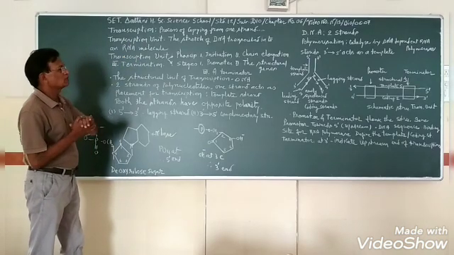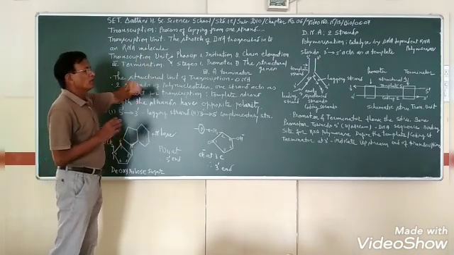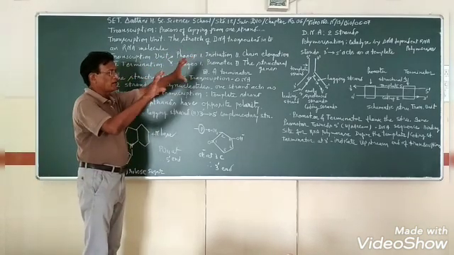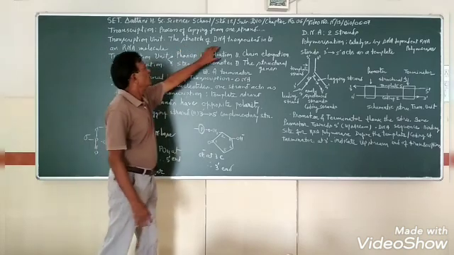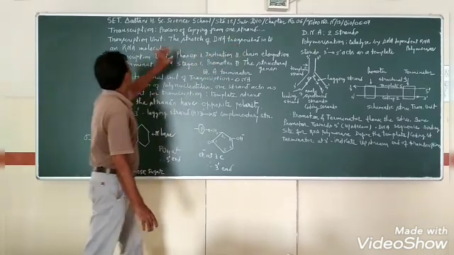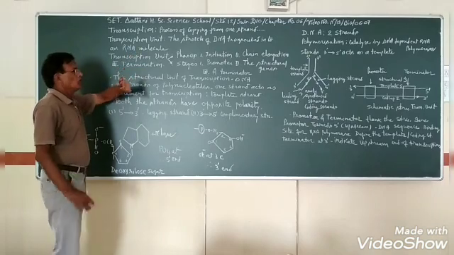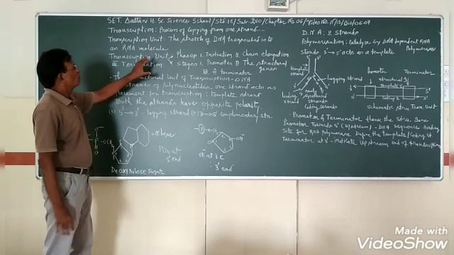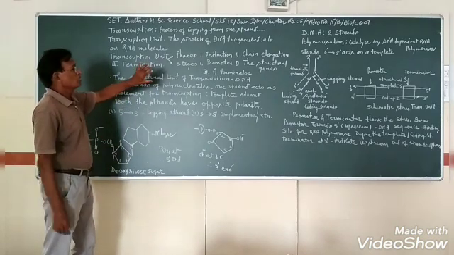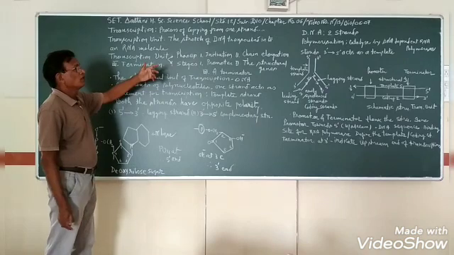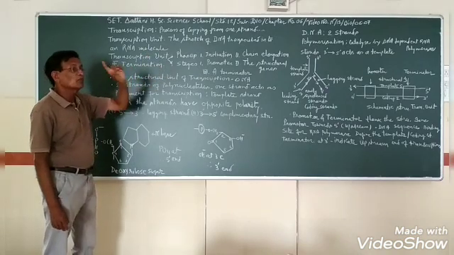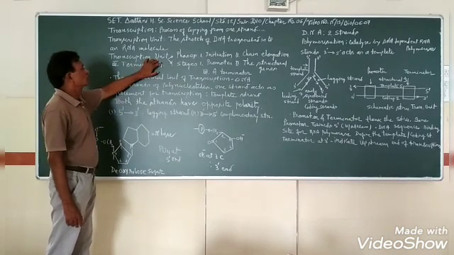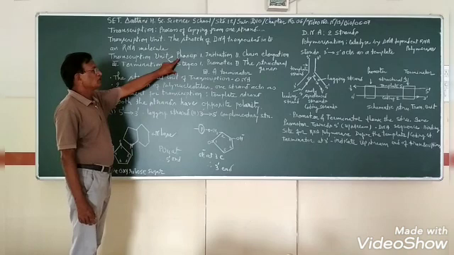Transcription unit. So far as the transcription unit is concerned, the definition can be given like this: the stretch of DNA transcribed into an RNA molecule. So it is a stretch which is regarding the transcription, and the information is transcribed from the DNA strand to RNA. Transcription units have totally 3 phases.